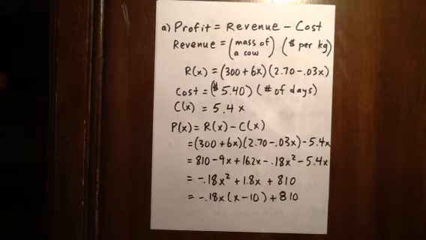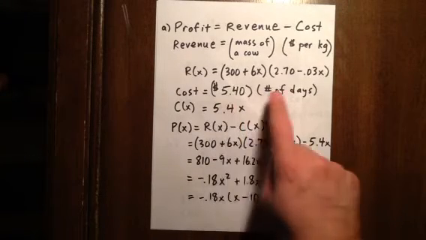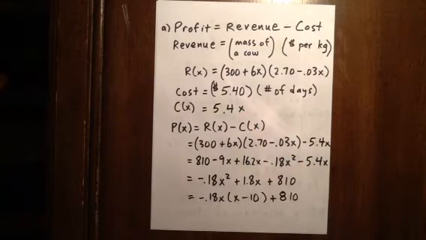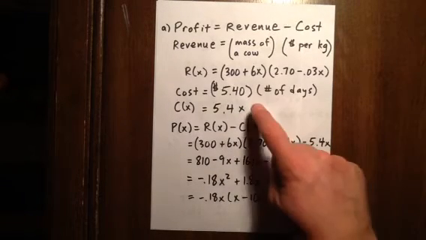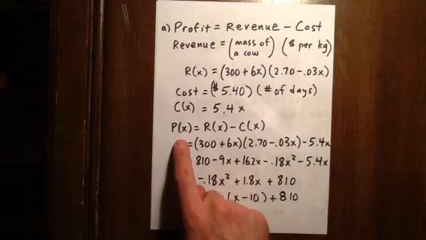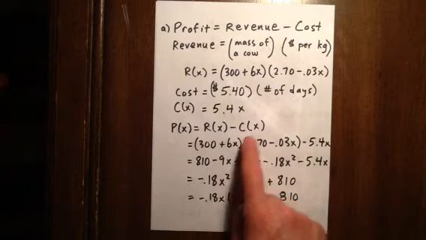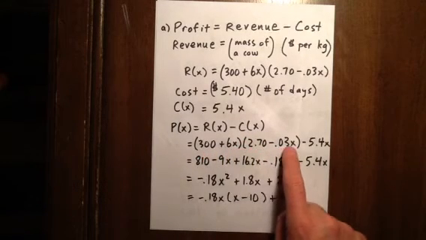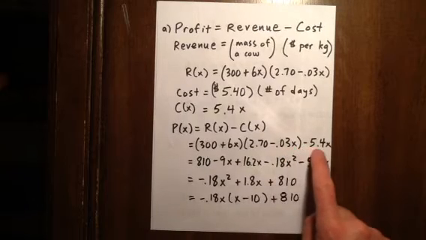Now we also have a pretty simple idea for cost. The cost to the owner of the cow is $5.40 times the number of days that go by. Well, we've just established x days go by. So the cost is 5.4x. That means that profit equaling revenue minus cost can be re-expressed as profit equaling our revenue function minus our cost function.